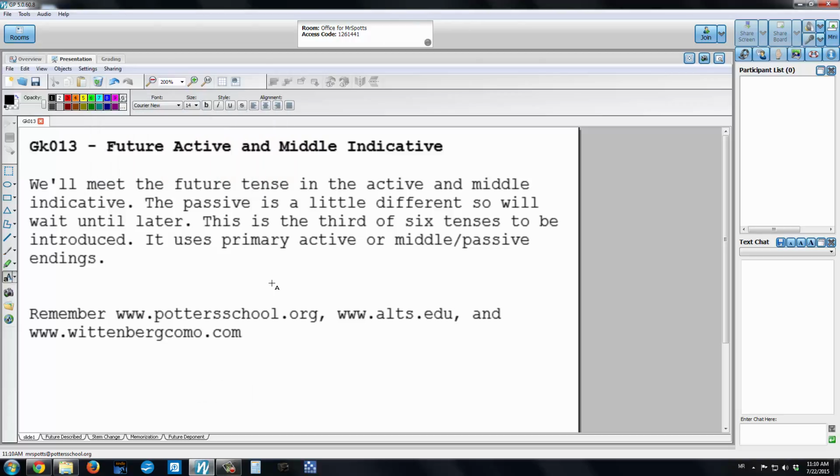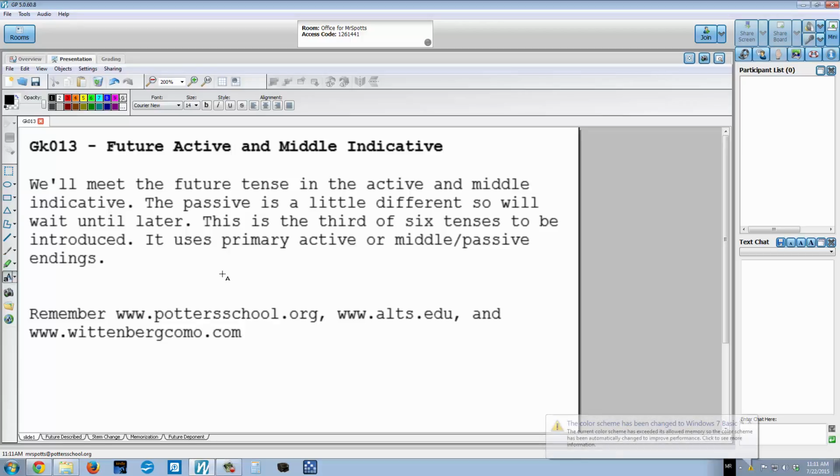Time for another Greek lesson. Let's take a look now at yet another verb tense, the future tense. We've met the present tense and the imperfect tense, and now we need to find the future tense.